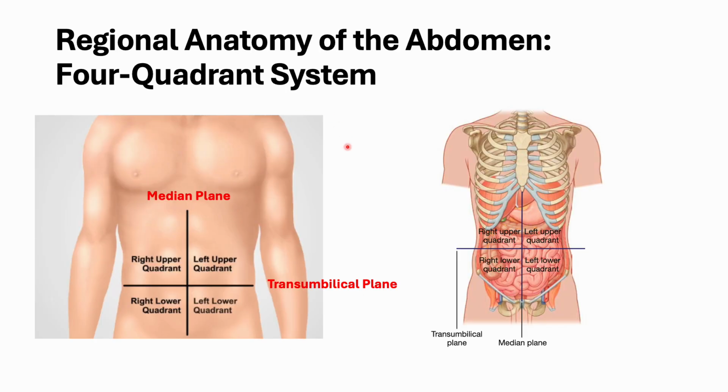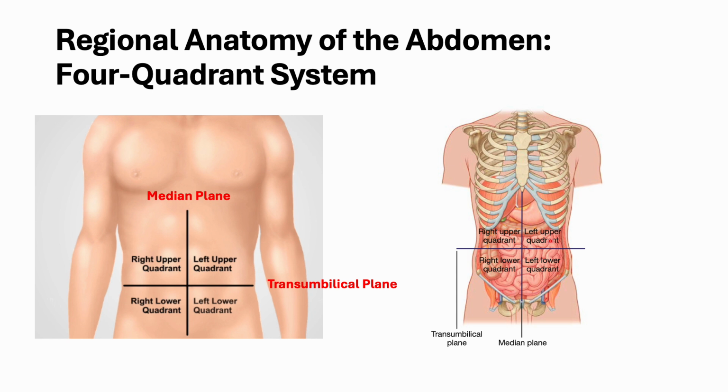So starting off super simple, this is the four-quadrant system. It's made up of two planes: the median plane and the transumbilical plane, which splits the abdomen into four quadrants. We have the right upper quadrant, the left upper quadrant, the right lower quadrant, and the left lower quadrant. This is on the surface of the skin, and then you can see more in depth here the actual organs that are in each quadrant.